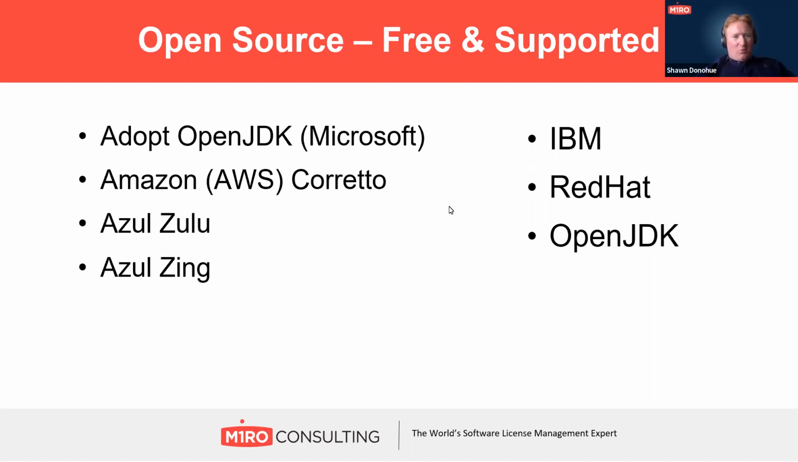So Microsoft made one called Adopt OpenJDK. Amazon has their own version called Corretto. IBM and Red Hat also, who are the same company basically now, they have their own versions each. Microsoft has two more here, both for Azul. There are two more versions called Azul Zulu and Azul Zing. And finally, to make it even more confusing, if it isn't already enough, OpenJDK, which is actually supported by Oracle.